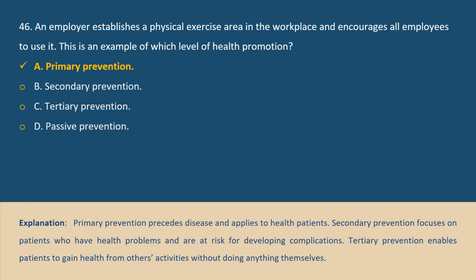Answer A. Explanation. Primary prevention precedes disease and applies to healthy patients. Secondary prevention focuses on patients who have health problems and are at risk for developing complications. Tertiary prevention enables patients to gain health from others' activities without doing anything themselves.